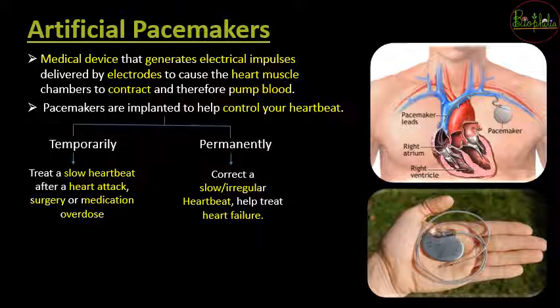So जैसे ही artificial pacemaker have been understood to you clearly, you have completed the chapter of body fluids and circulation.